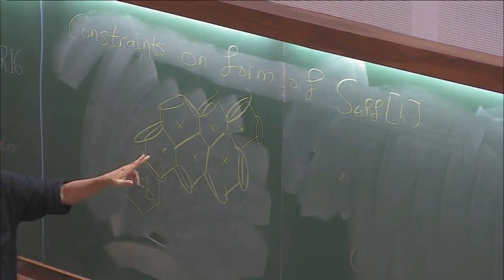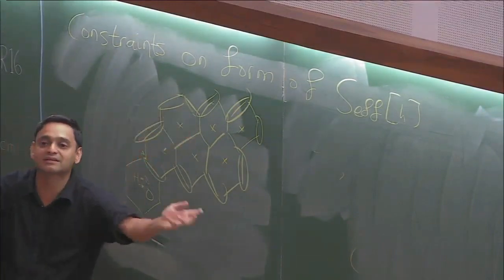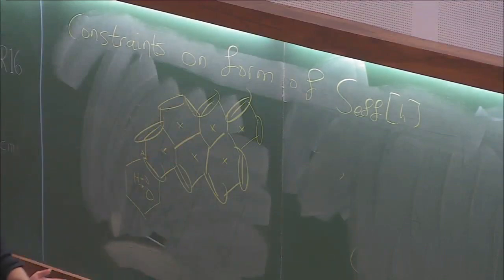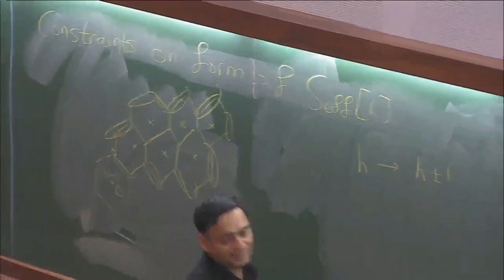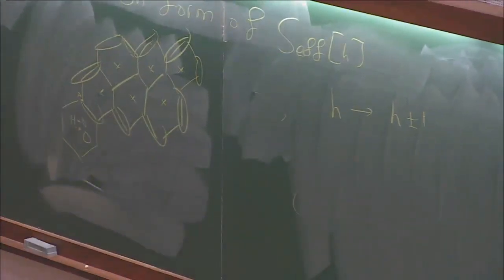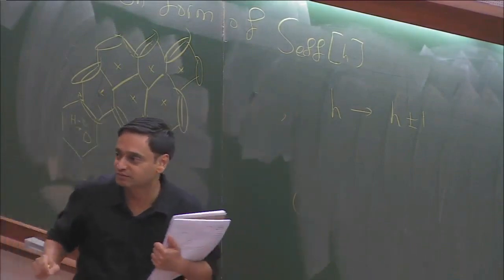And then if you change it by 1, since the relative stuff is anyway the same, all the heights would change by 1. Right? So h and h plus or minus 1 are really the same configuration from the point of view of the weight they give to the partition function.